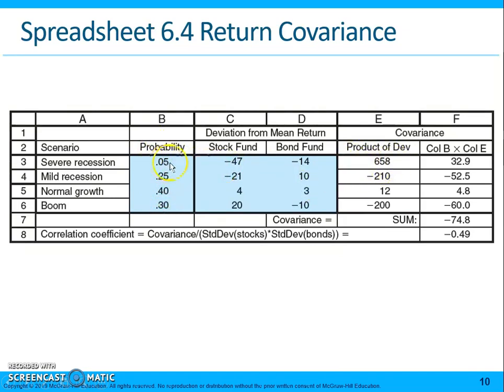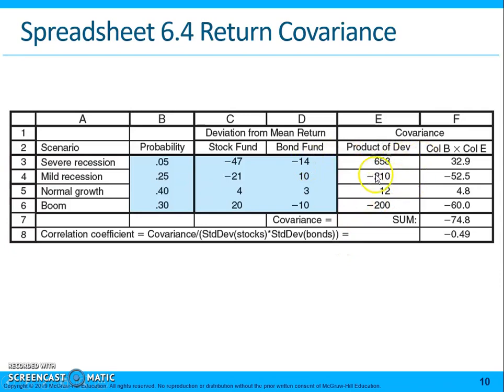So 0.05 times negative 47 times negative 14, 0.25 times negative 21 times 10, and we get 210. So one thing you'll note here is that we end up with negatives and positives. This is important for covariance. Negative covariance tells us that these two funds move in opposite directions.